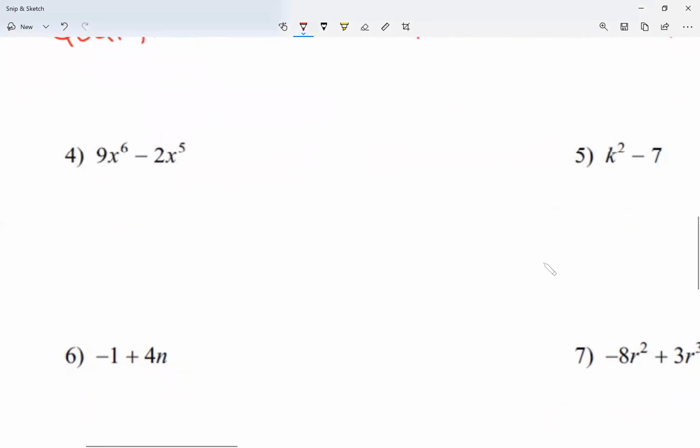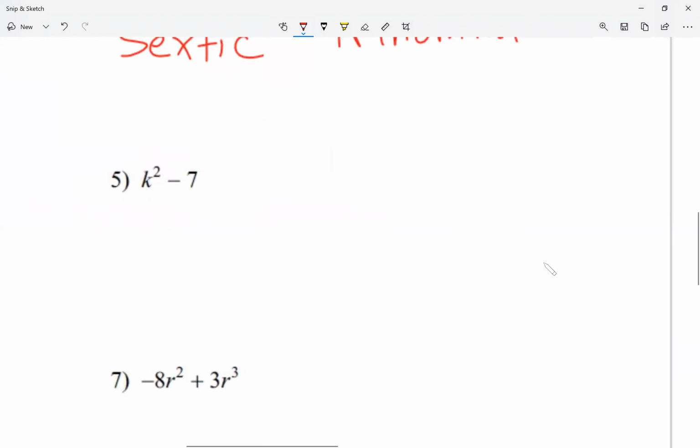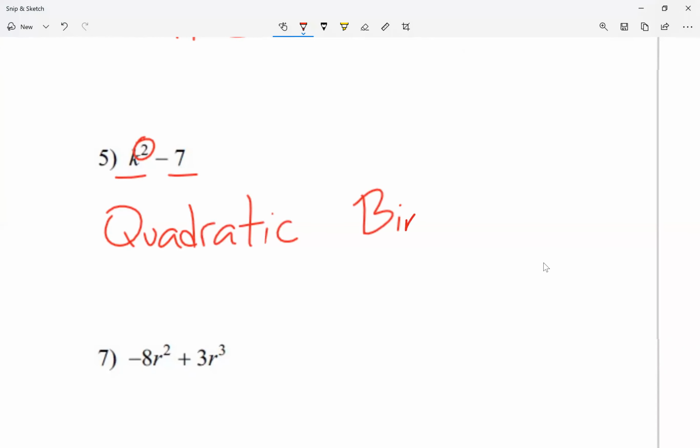All right, let's take a look at number 4. The highest degree, it's 6. So according to our list, this is going to be a sextic polynomial. Now, based on the number of terms, there's 1, 2 terms. So this is going to be a binomial. Okay, let's take a look at question number 5. The highest degree that I see is a 2. So according to our list, this is quadratic. I see 1, 2 terms. So this is going to be binomial.